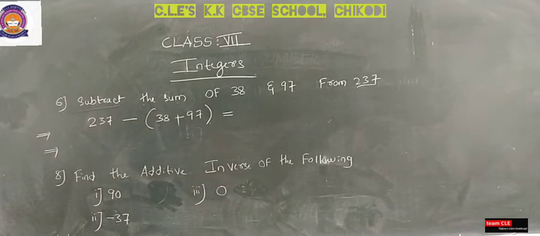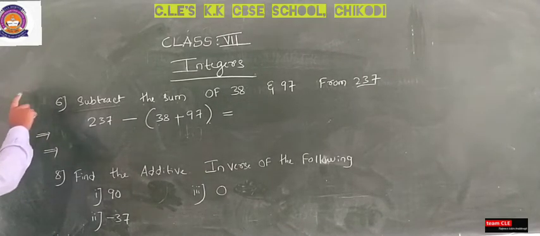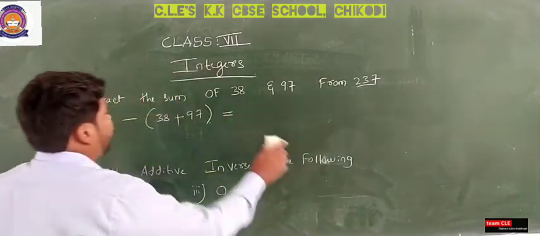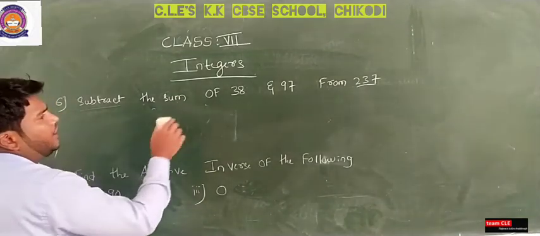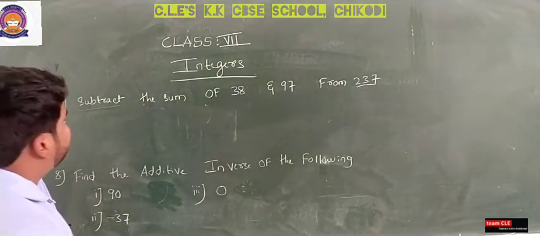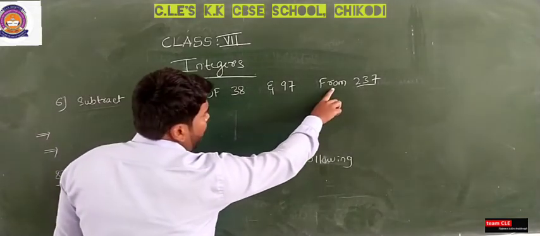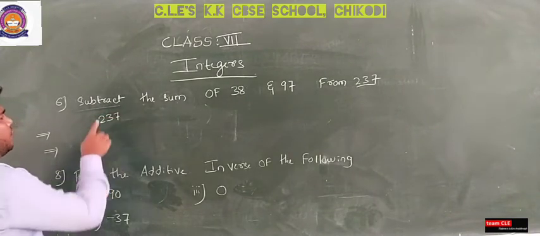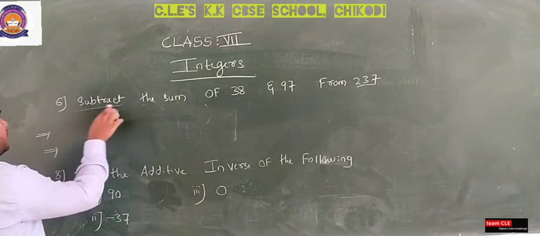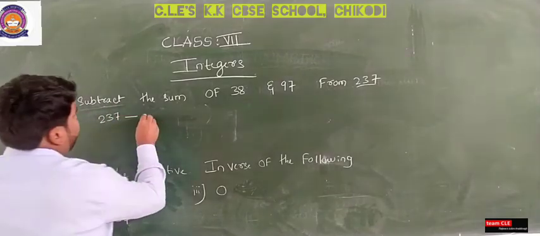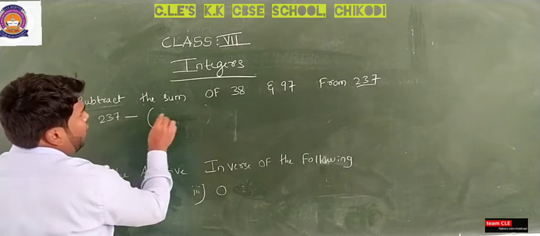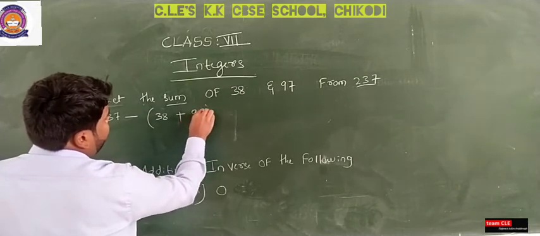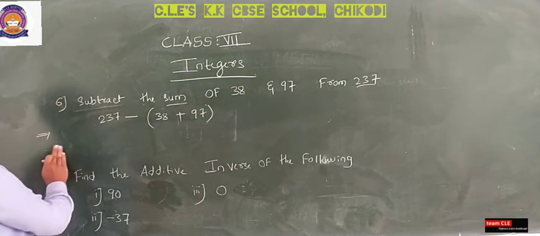Hello dear students, now we come to exercise number 1.1. In 1.1, here: subtract the sum of 38 and 97 from 237. The number that comes after "from", you have to write first, that is 237. After that, the symbol is subtraction, that is minus. So you have to write 237 minus the sum, where sum means the addition operation, of 38 and 97. Okay, so this you have to use.